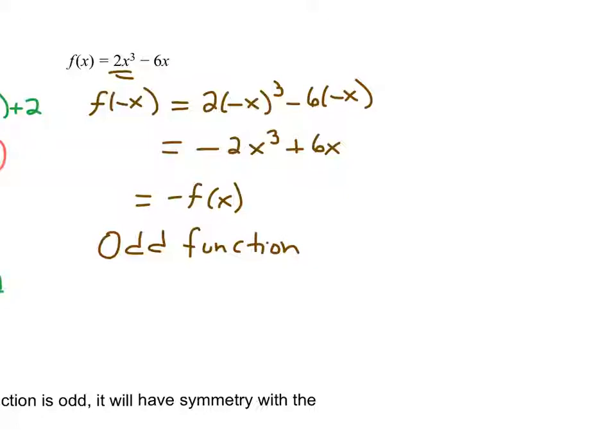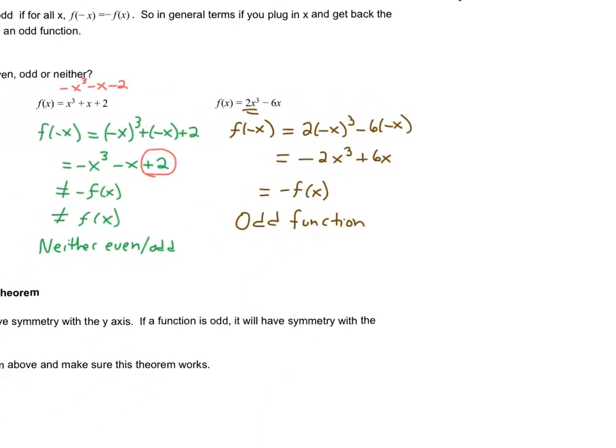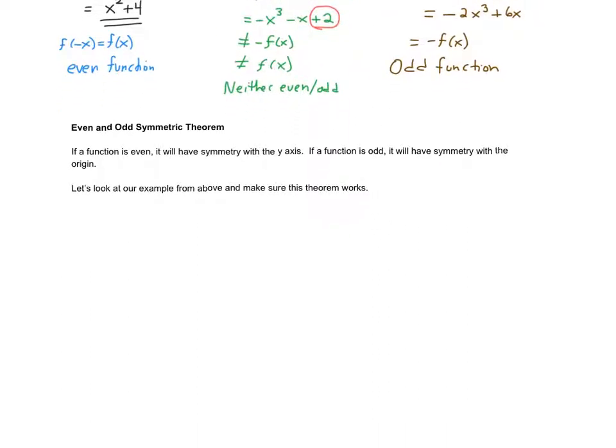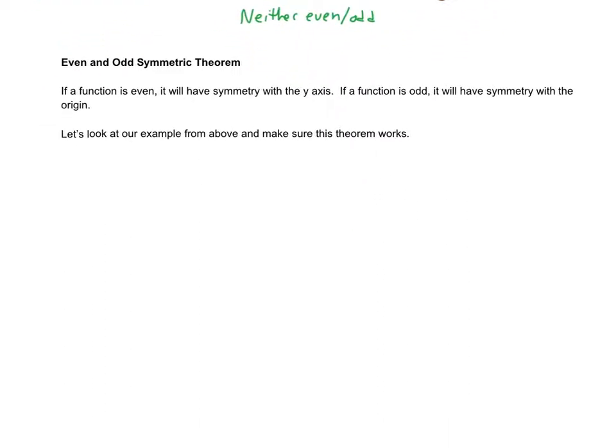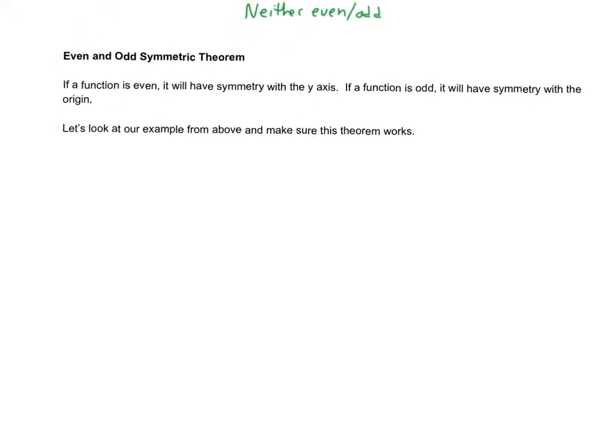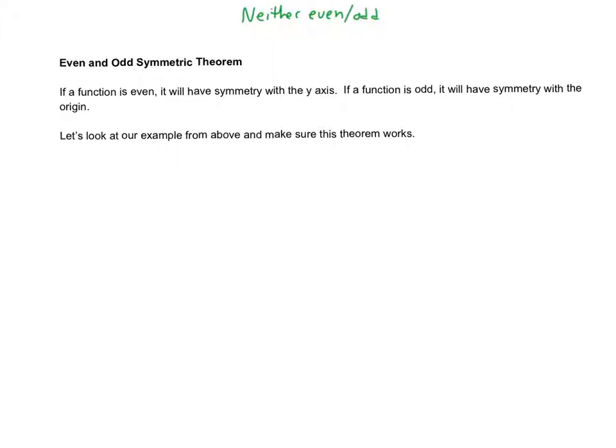So finding even and odd is not a terribly hard algebraic thing, but it is kind of tedious. So there is actually a way we can determine whether a function is even or odd using their graph. It's what's called the even and odd symmetry theorem. This is a really easy theorem to know. It says if a function is even, it will always have reflectional symmetry with the y-axis, so it'll be reflected over the y-axis. If a function's odd, it'll have rotational symmetry with the origin. So we're really trying to figure out if it's reflected over the y-axis or rotated about the origin.